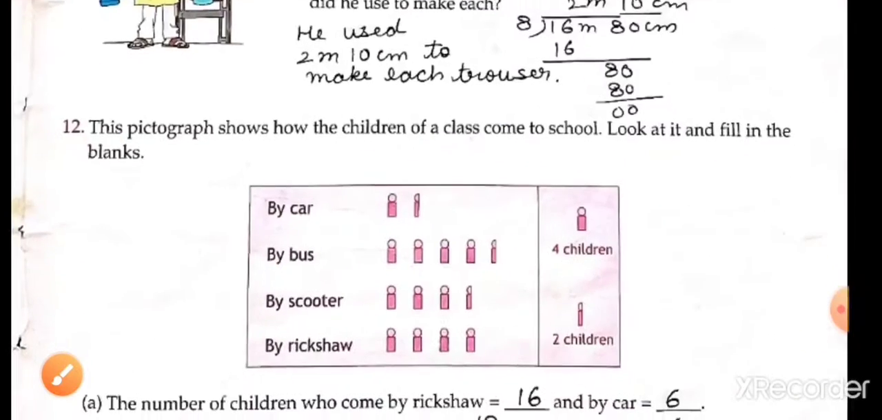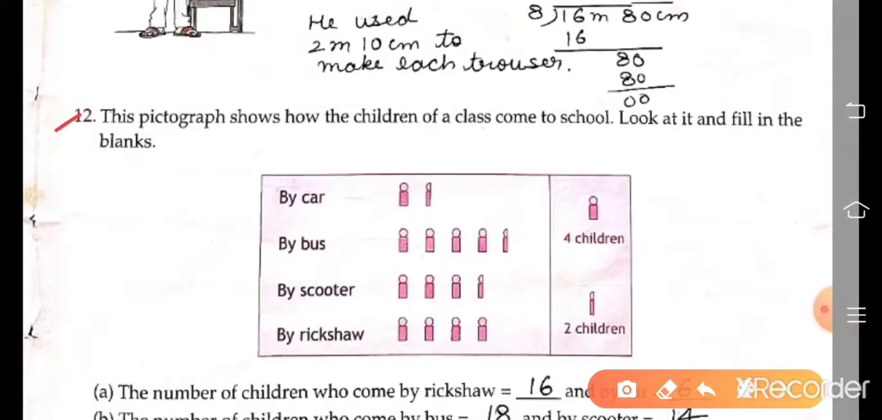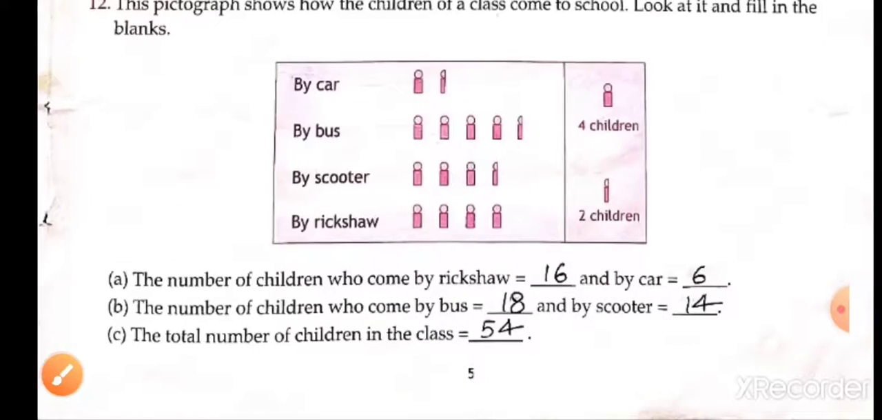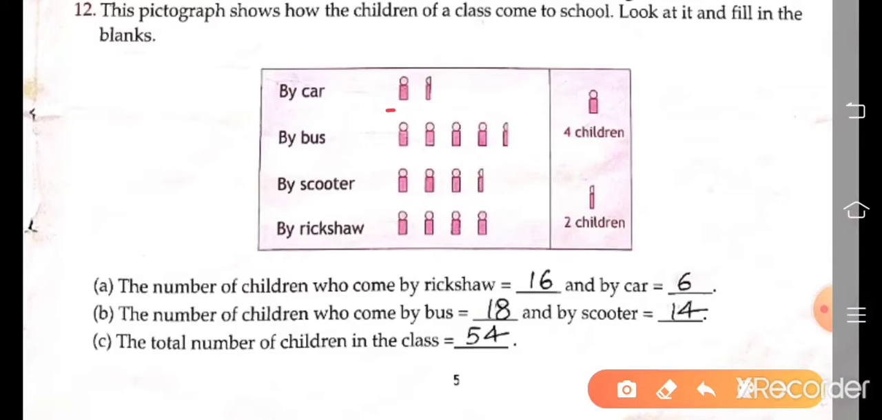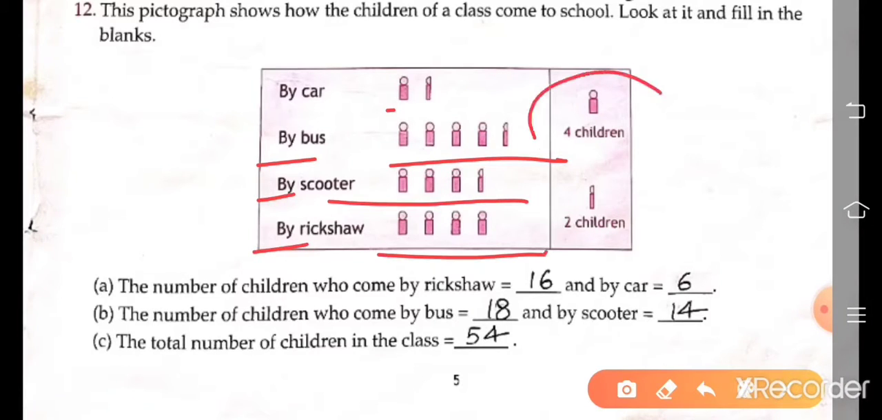Okay. Now question number 12. The pictograph shows how twelve children of the class come to school. Look at it and fill in the blanks. By car, by bus, by scooters and by rickshaw. One picture means 4 children and half picture means 2 children.